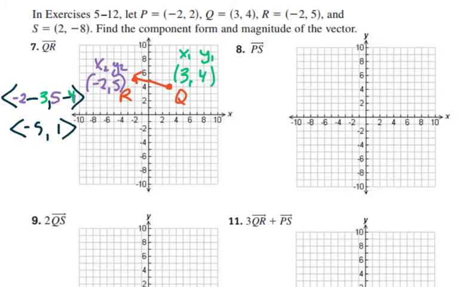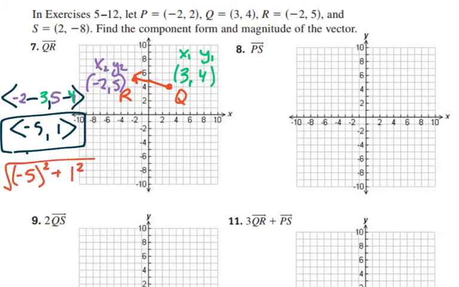But again, you could have gotten that from the fact that this goes left 5, so negative 5, and up 1, so positive 1. Alright, so that would be your component form. And then the magnitude comes from the fact that we're going to be doing negative 5 squared plus 1 squared and then square rooted. And so our magnitude is going to be 25 plus 1 square rooted, or the square root of 26.